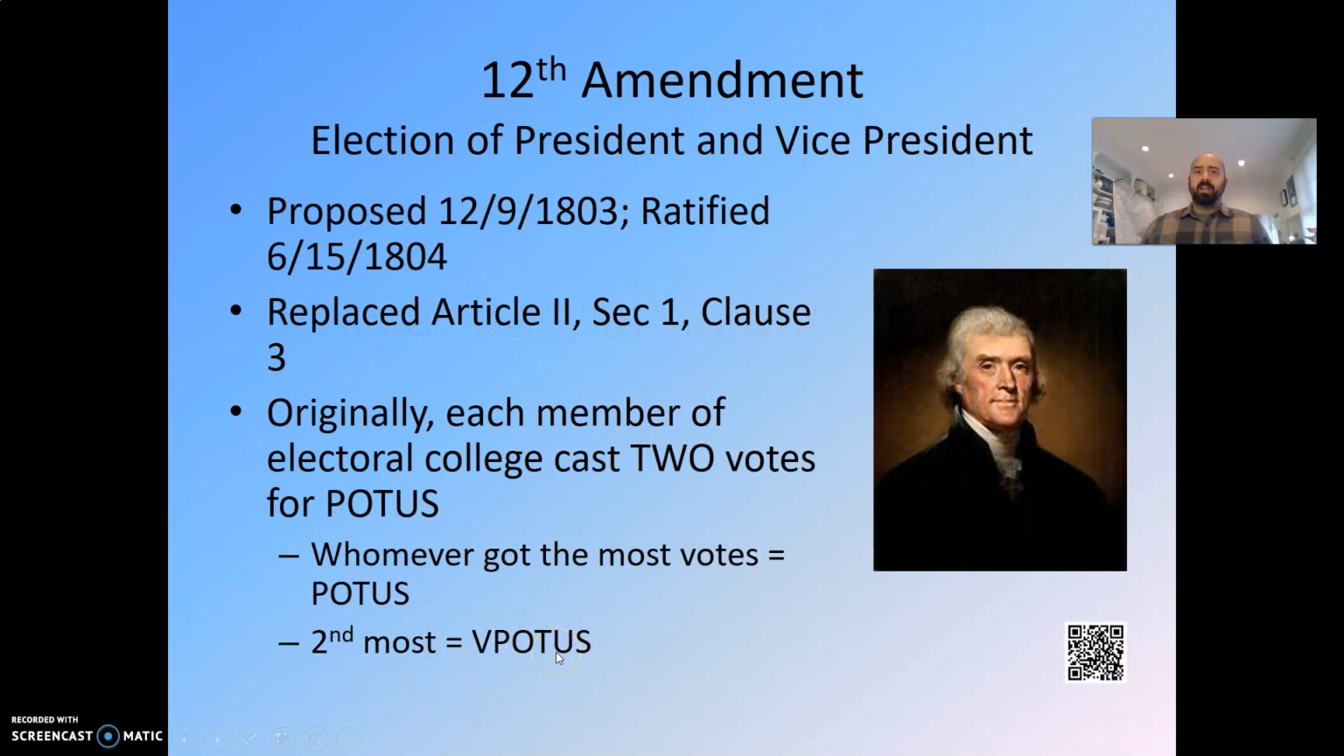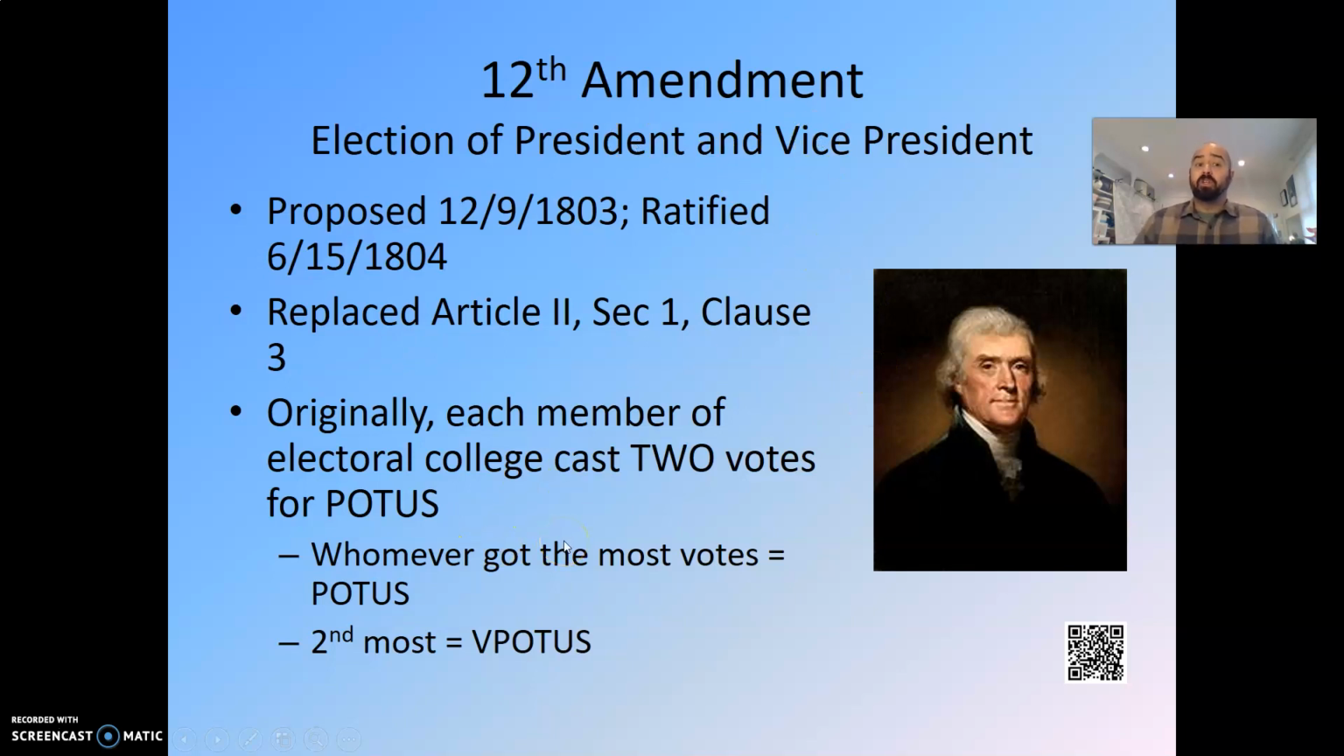First one we're looking at is the 12th Amendment. The 12th Amendment modifies the Electoral College. What it does is replaces Article 2, Section 1, Clause 3, which outlines the original way that the Electoral College selected the president and vice president.